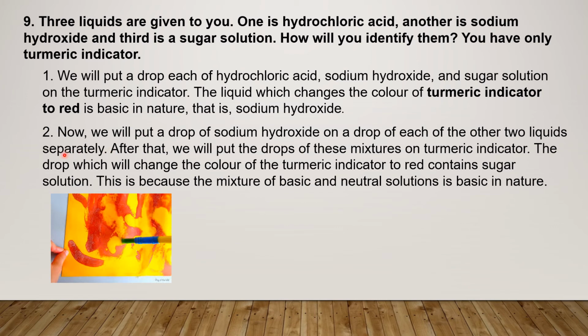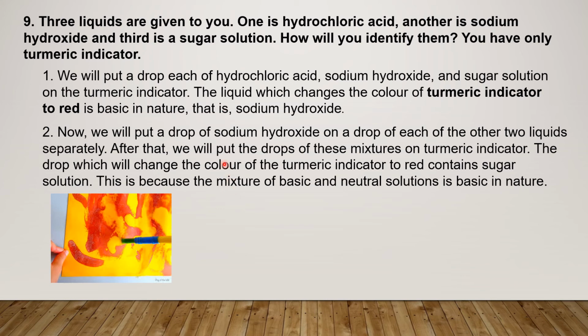So, what will we do? Because we have only turmeric indicator. So, using the turmeric indicator, we identified the base sodium hydroxide. Now we will put a drop of sodium hydroxide on a drop of each of the other two liquids separately. So we take one small drop of sodium hydroxide and add to these two liquids. One is acid and one is sugar solution, that is a neutral solution.